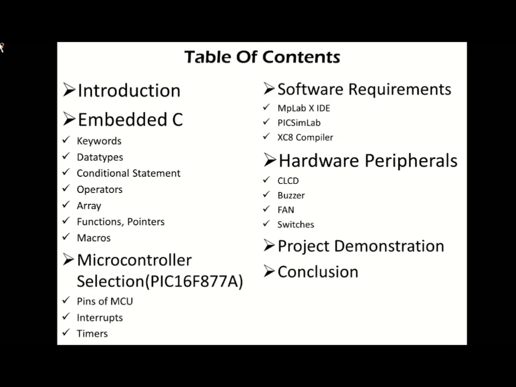So this is the table of contents. First, there will be an introduction of the washing machine and the requirement of the project, and then we will go into embedded C and its subtopics like keywords, data types, conditioning statements, operators, array, function, pointers, and macros. Then we will dive into microcontroller selection.